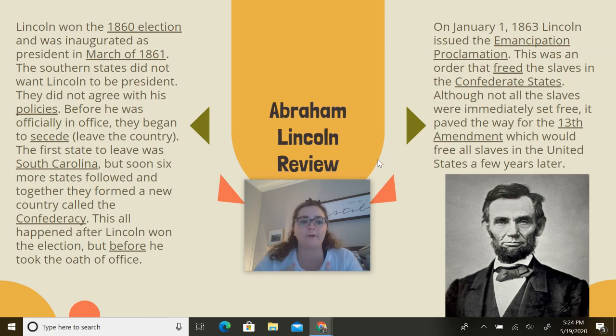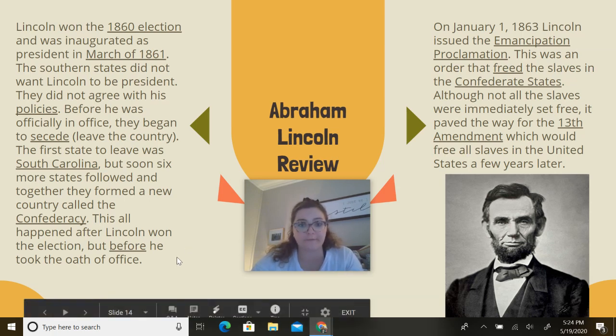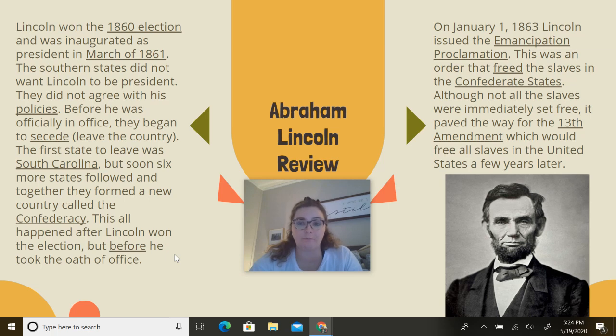And then the first state, we've talked about this, was South Carolina. And then soon 6 more joined. And then ultimately after Fort Sumter, more joined, and they formed the Confederacy, which we talked about last time. This all happened after Lincoln won the election, but before he took the oath of office. So that is pretty interesting to think about, that he wasn't even president yet when parts of the country were deciding to do this. They just knew that he was going to become president.